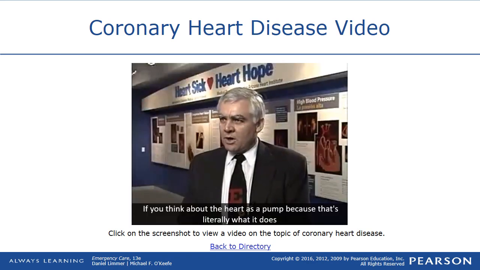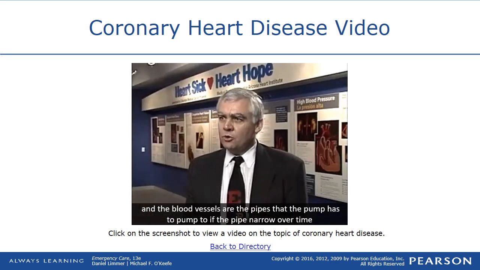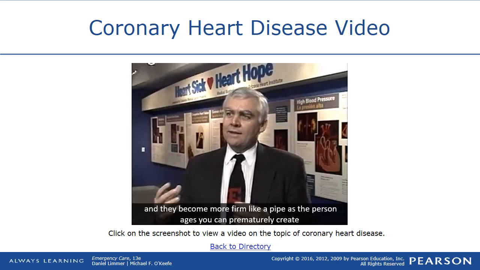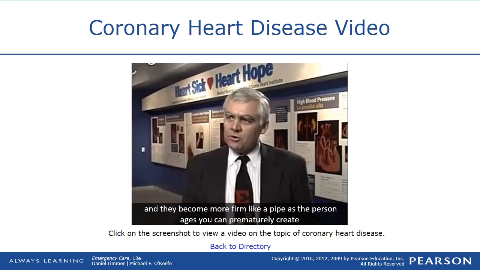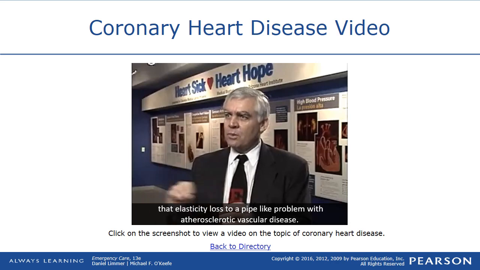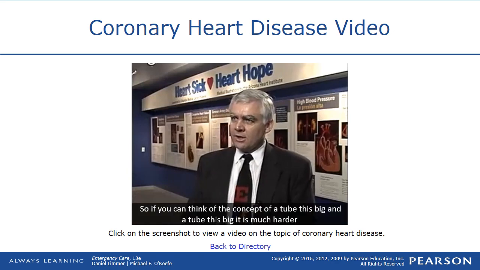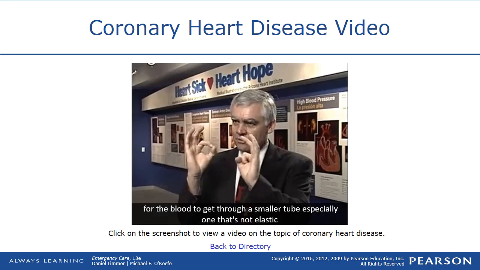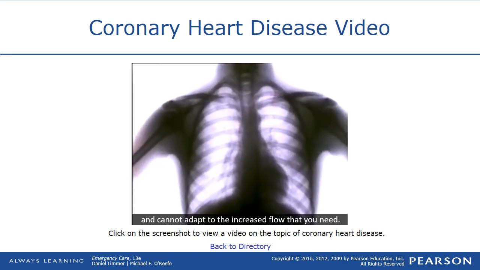If you think about the heart as a pump, because that's literally what it does, and the blood vessels are the pipes that the pump has to pump to, if the pipes narrow over time, and with the aging process, we start out in this world with elastic blood vessels, and they become more firm, like a pipe, as the person ages. You can prematurely create that elasticity loss to a pipe-like problem with atherosclerotic vascular disease. So if you think of the concept of a tube this big and a tube this big, it is much harder for the blood to get through a smaller tube, especially one that's not elastic and cannot adapt to the increased flow that you need.